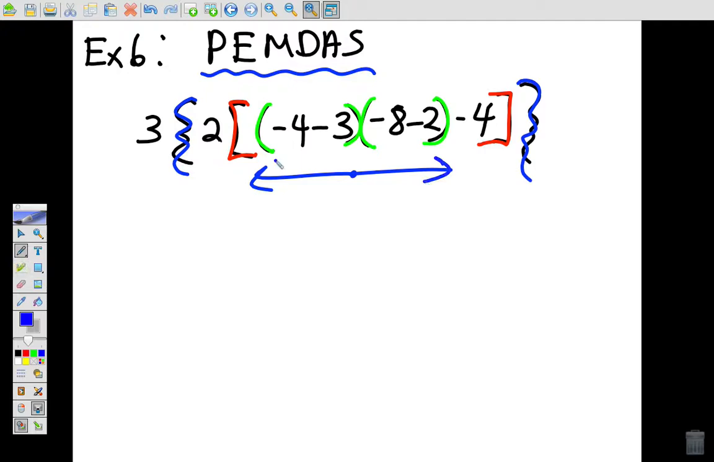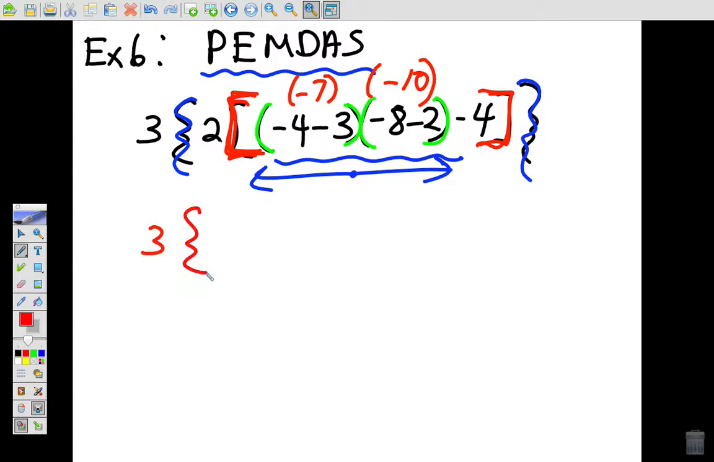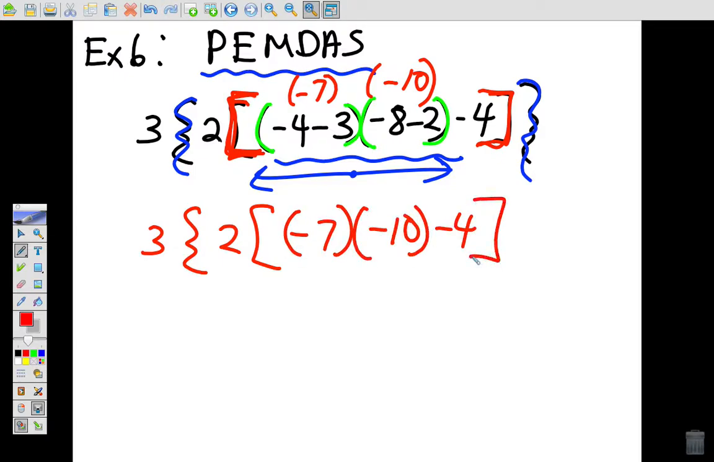All right, so on the very inside in my green, let's do that first. What is a negative 4 take away 3? 4 degrees below 0 drops 3 more, that's a negative 7. What's a negative 8 minus 2? So drops 8 degrees, drops 2 more, that's a negative 10. All right, so what do I have now inside the red brackets? I'm going to write that out. You have 3 brace, 2 bracket, negative 7 times a negative 10 minus 4 bracket brace.